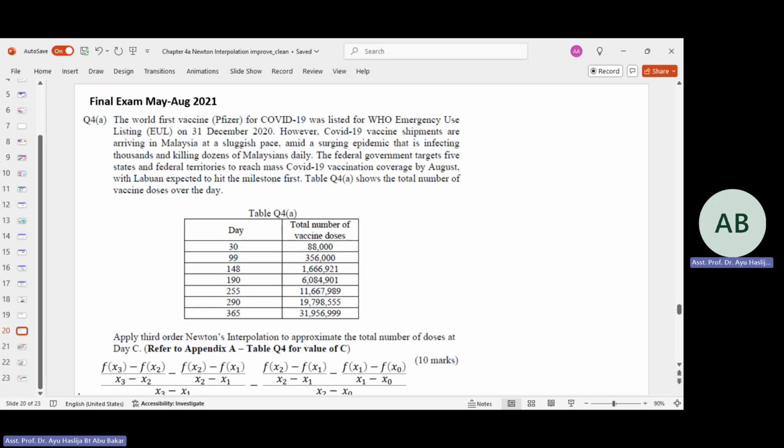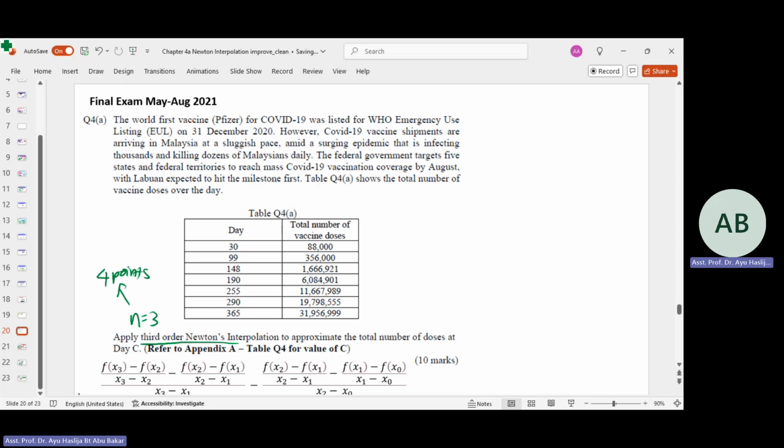Now this is the final exam question. The final exam question might come up in this style. It gives you a case study with a lot of data. Now this question asks you to apply third order Newton, so n equals 3. That means you only need how many points? 4, right? 4 points. But you have a lot of points over here, so you need to select them correctly. Which data points?